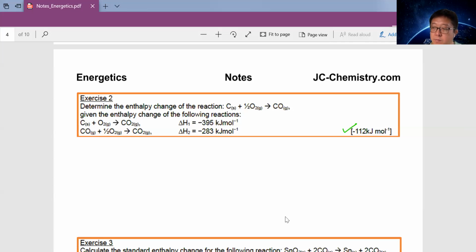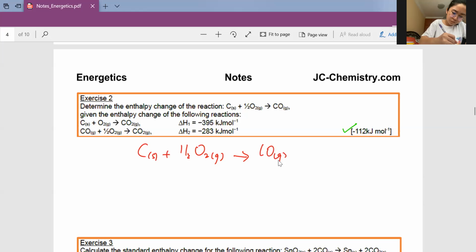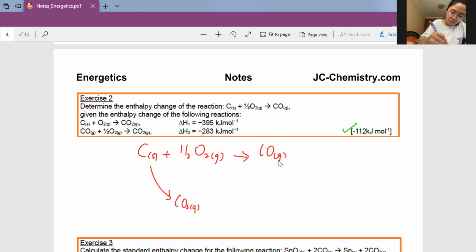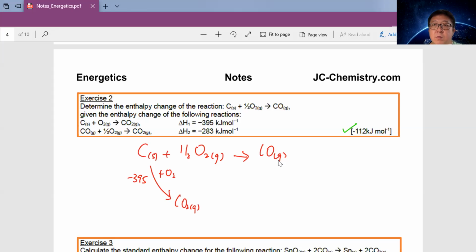Okay, let's work together. So write down first carbon, state symbol important because I need to see whether they go through any changes. Then after that, you are given carbon plus oxygen gives you carbon dioxide, right? So from here down, carbon dioxide. This is negative 395, plus oxygen on the arrow. Then after that, your CO plus half oxygen gives you CO2, right? So this is CO, CO2 here, plus half oxygen. Is it enough? Yeah, enough. CO2, so it's negative 283.